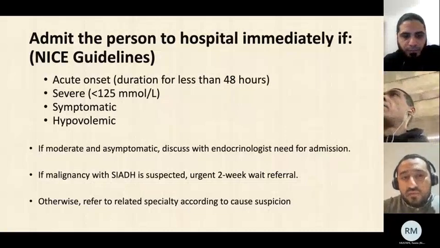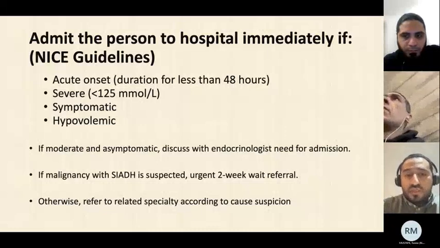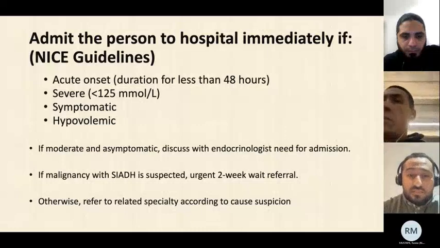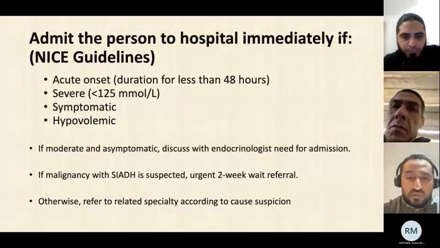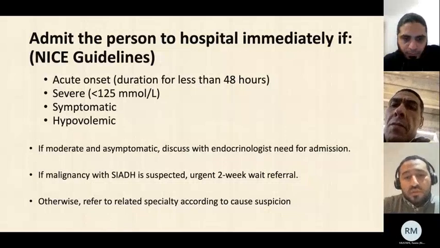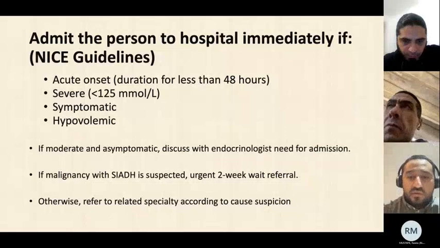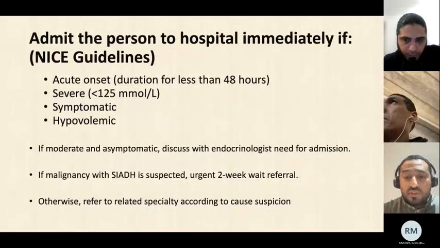If you have diagnosed the patient with syndrome of inappropriate antidiuretic hormone secretion and malignancy is suspected, an urgent 2-week wait referral will be needed. Otherwise, you will just try to find the cause of hyponatremia and refer to the specialty according to the suspected cause.